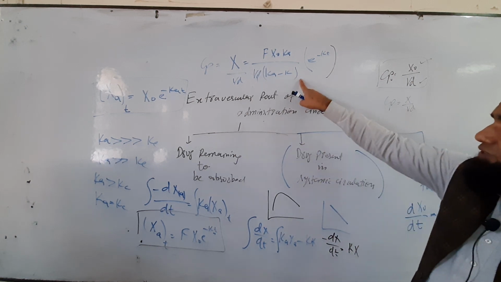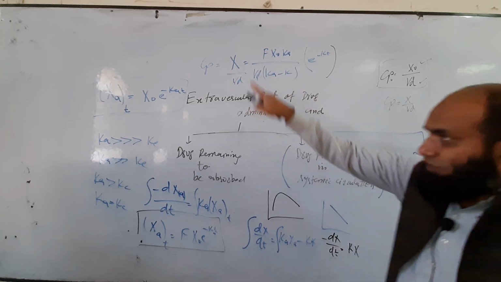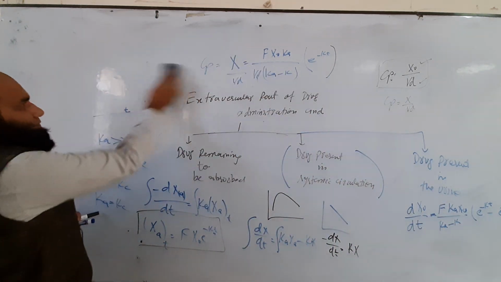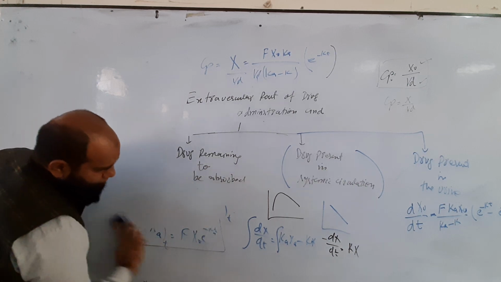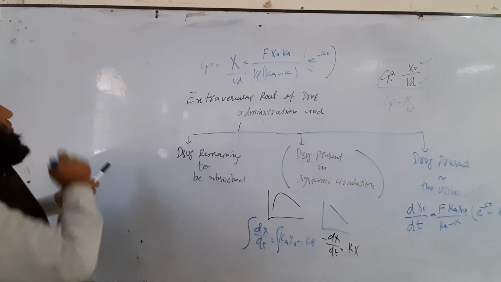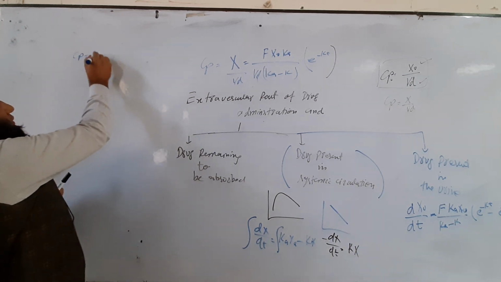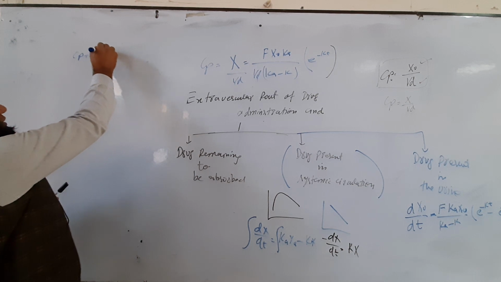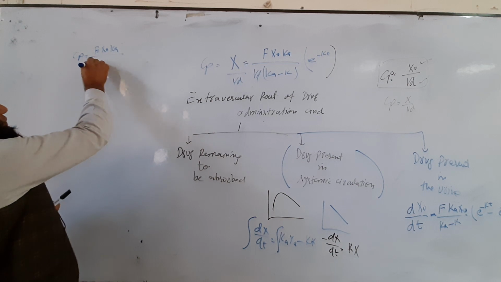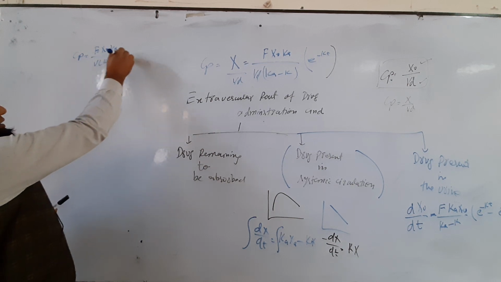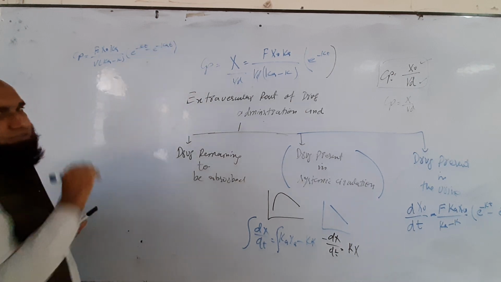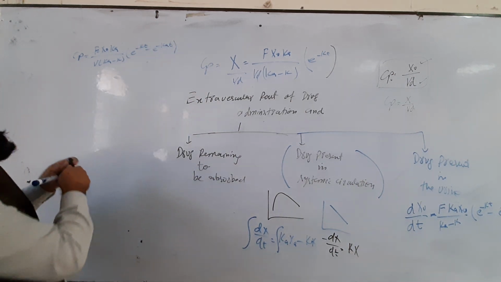I will write this equation in three or four ways. Start with this. Our first equation: Cp is equal to Fx naught Ka over V into Ka minus K, into e to the power minus Kt minus e to the power minus Kat. Remember, this is a simple equation. We can also write this equation in another way.